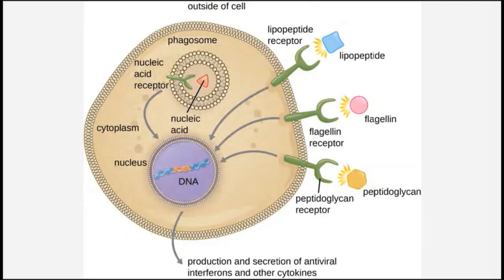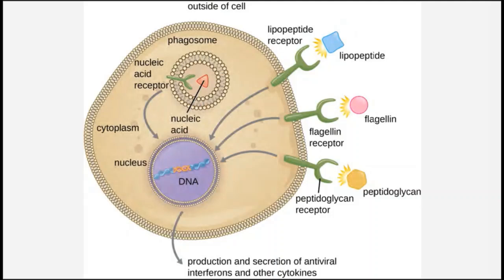So, in this image, you can see a phagocyte, and the green forks are the receptors. And we can see that we have receptors for lipopeptides, flagellin, and peptidoglycan. And when these receptors bind to those molecules, they send information to the nucleus, or the DNA, which allows for the transcription of certain genes that will then lead to translation of proteins that are used in order to attack those foreign invaders.